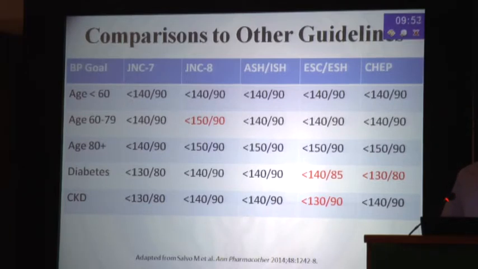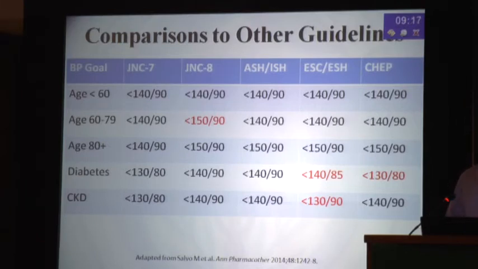Between the ages of 60 to 79, JNC-A would recommend a target goal of 150/90, whereas the others recommended 140/90. At ages of 80 plus, it's between 140 to 150 as far as the systolic pressure is concerned. Diabetes is always a major concern. We've always been taught that lower the better. So what the European Society recommends and the Canadian group recommends is a lower blood pressure of 140/85 and 130/80 respectively, whereas the other groups would recommend 140/90.